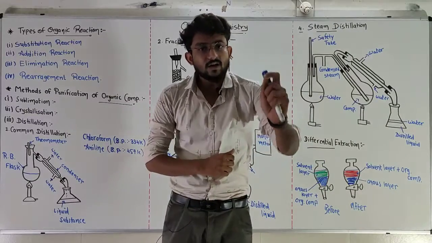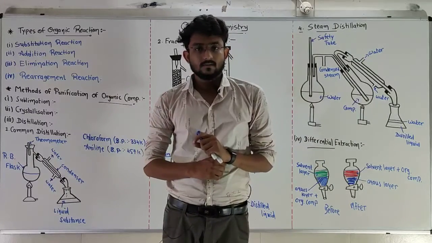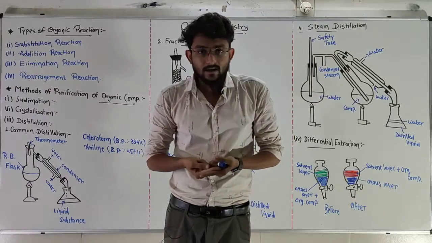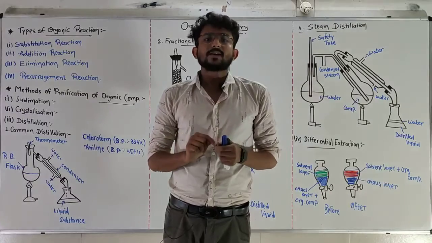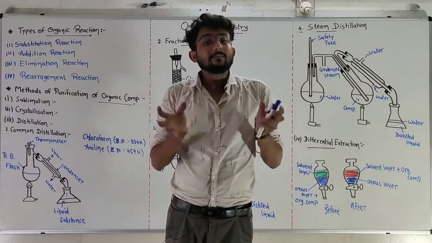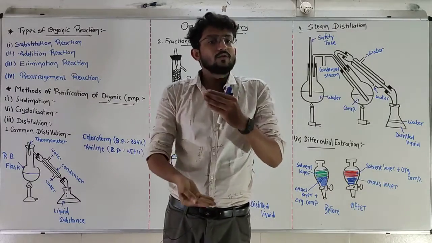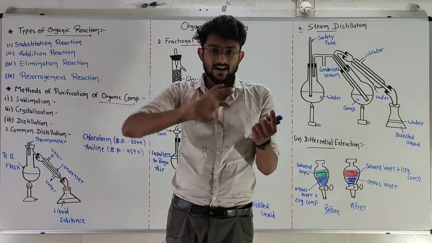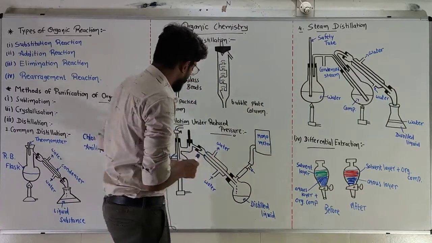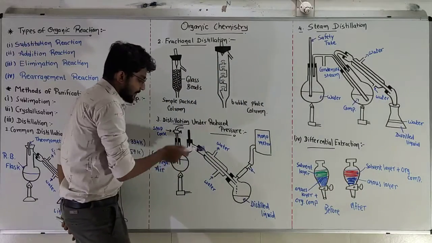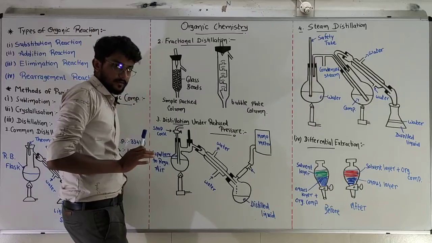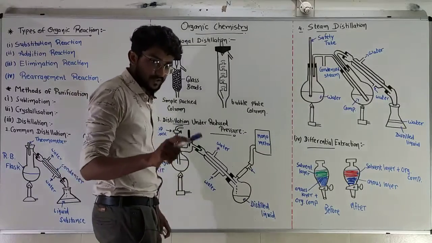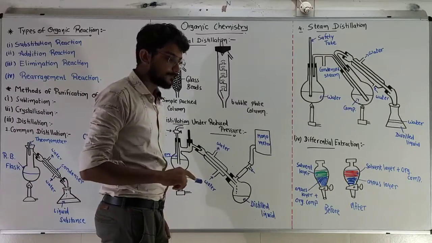The temperature at which atmospheric pressure and the vapor pressure of the substance become equal is known as the boiling point. When the outside pressure and inside pressure become equal, the substance starts to boil, and that temperature is known as the boiling point.